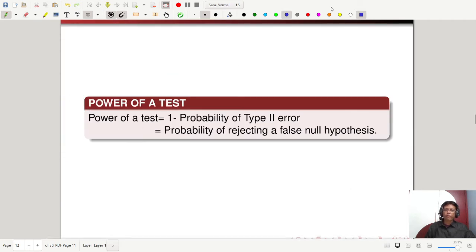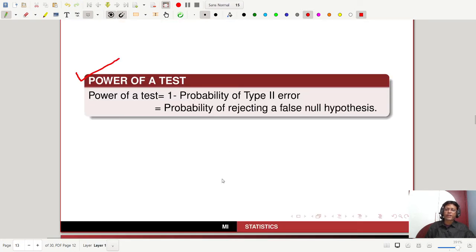Now what is the power of a test? Next I will explain the power of a test. Power of a test is 1 minus the probability of type 2 error, that is, 1 minus beta. So the probability of rejecting a false null hypothesis is defined to be the power of a test.